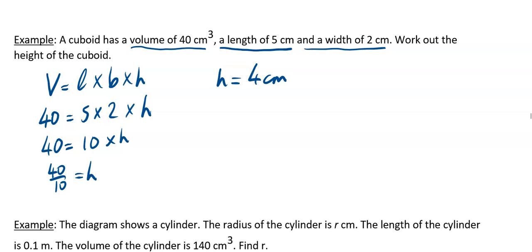So let's just go through that again. What we did, we wrote down our formula. We looked at the question that said we were talking about the volume of a cuboid, so you write down your formula. Then you filled in what you knew. You knew the volume was 40. The length was 5. Our width, or breadth in this case, was 2. And you need to work out the height. So write down your formula, fill in what you know, and then solve the equation to get to your answer.